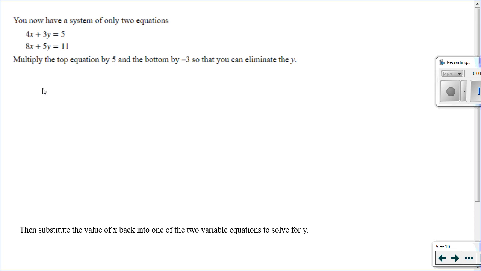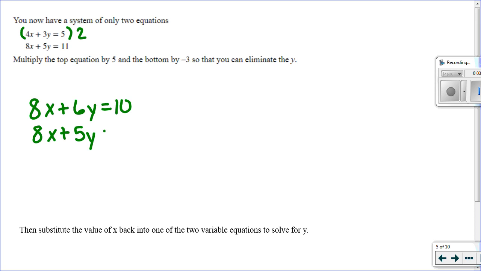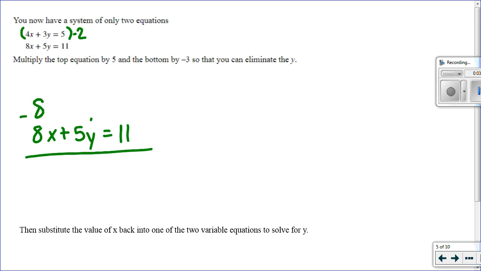Well, here I just have a regular system that we're used to. I'm going to use some multiplication, and I'm going to eliminate again. So now I'm going to have 8x plus 6y equals 10, and 8x plus 5y equals 11. I know you guys like to do negatives, so let me switch that around a little bit. I'm going to multiply that by a negative 2, because I know you guys like to add. So minus 6y equals negative 10. All right, so now, again, these are going to eliminate. I'm going to have a negative 1y equals 1. If I divide both sides by negative 1, I get y equals negative 1.